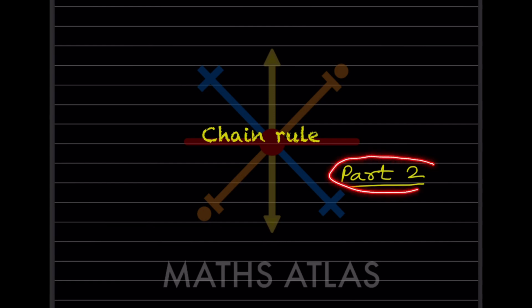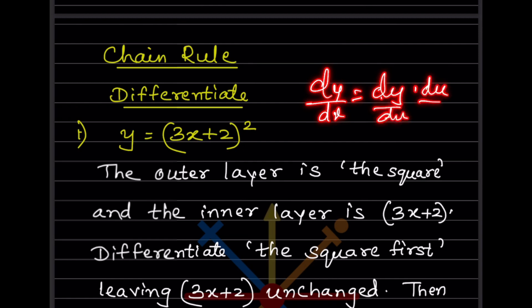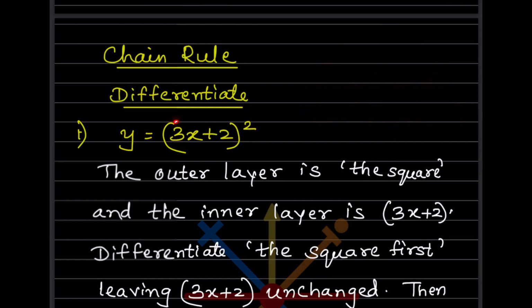So today let us see part 2 of the chain rule. We have to differentiate y = (3x + 2)². Here what we have to do first, you know that dy/dx = dy/du × du/dx. Here, the outer layer is the square, and the inner layer is 3x + 2.